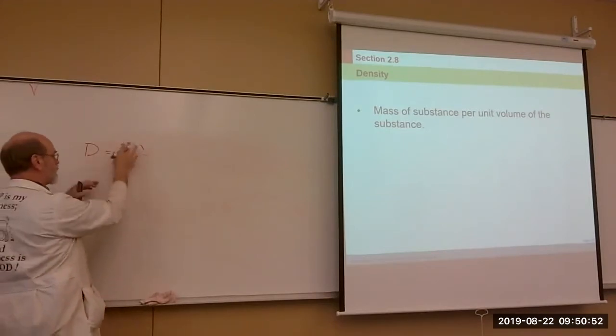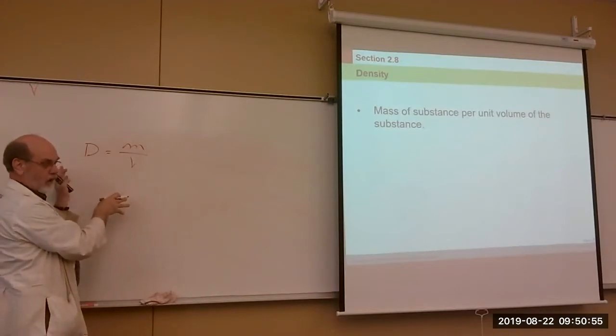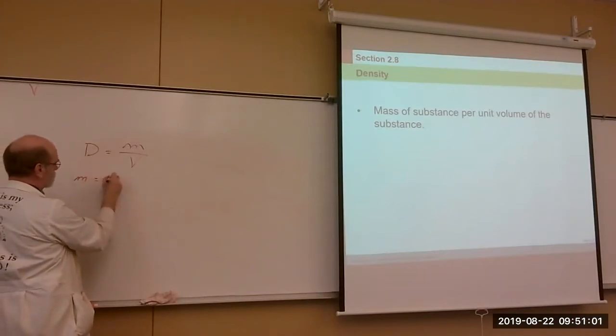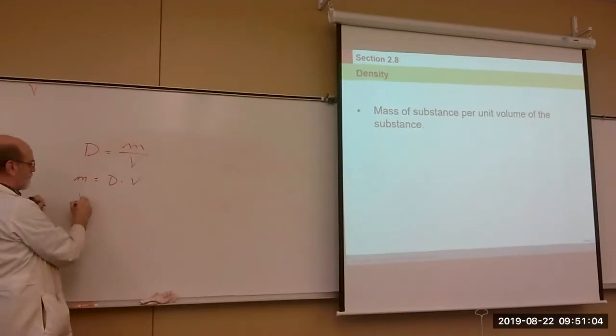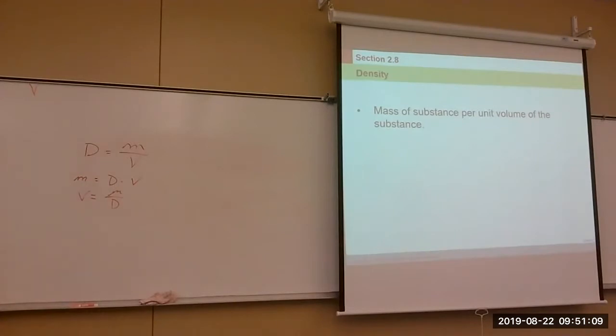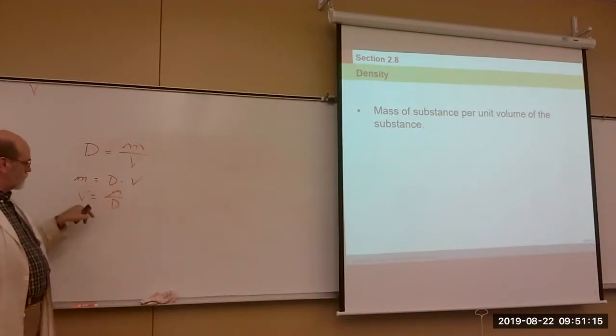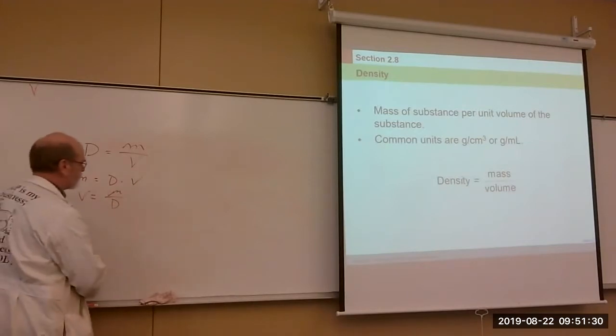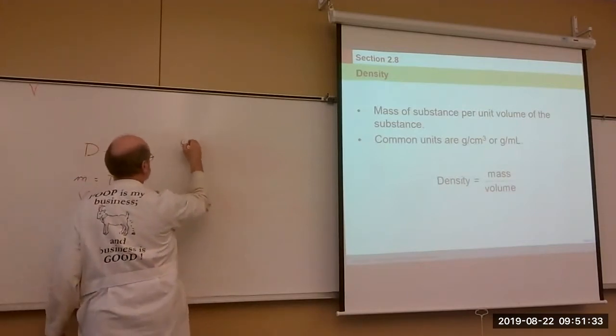So you can either plug in the values that you know and solve for the unknown, or you can solve for the unknown and then plug the values in. Right? So mass would be density times volume. Volume then would be mass divided by density. So all those three are equivalent. It depends on which two you know, then use that one. I prefer just to memorize one and then manipulate it as I need. But this is an example of an intensity factor.